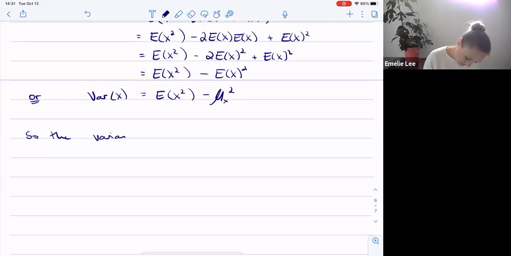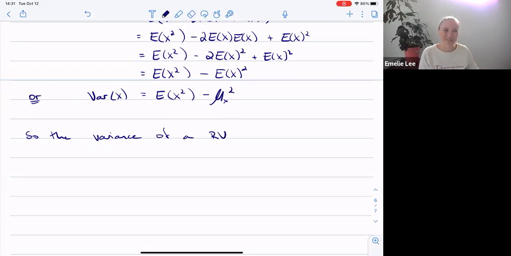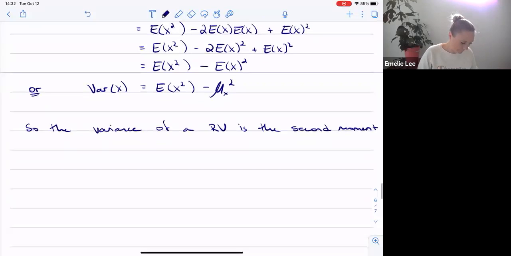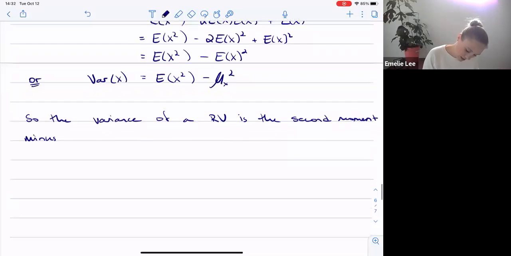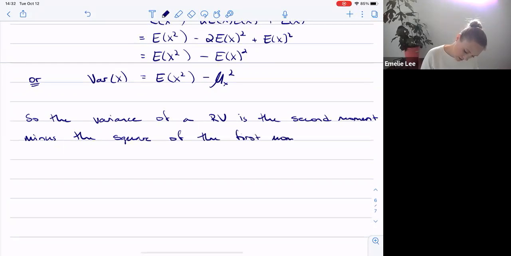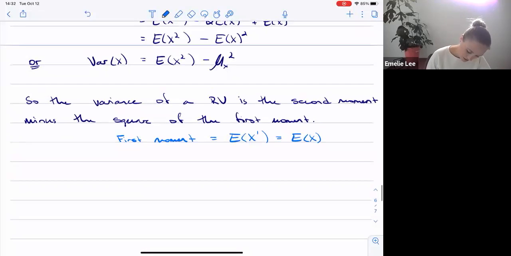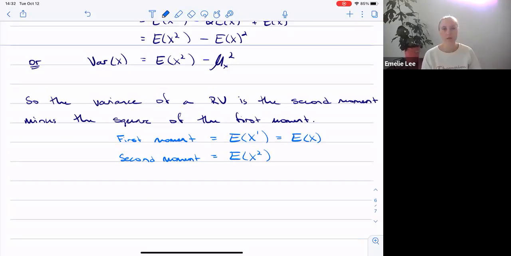So the variance of a random variable, and maybe I should just write RV, to save us some time, is the second moment minus the square of the first moment. Just as a reminder, the first moment is the expected value of x to the power of 1, which is the expected value of x, whereas the second moment is the expected value of x squared. All right, so we can talk about the variance in terms of the moments.